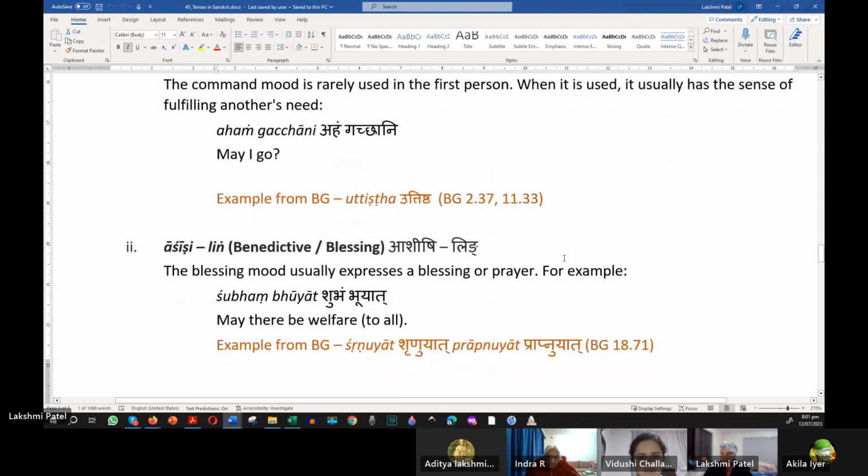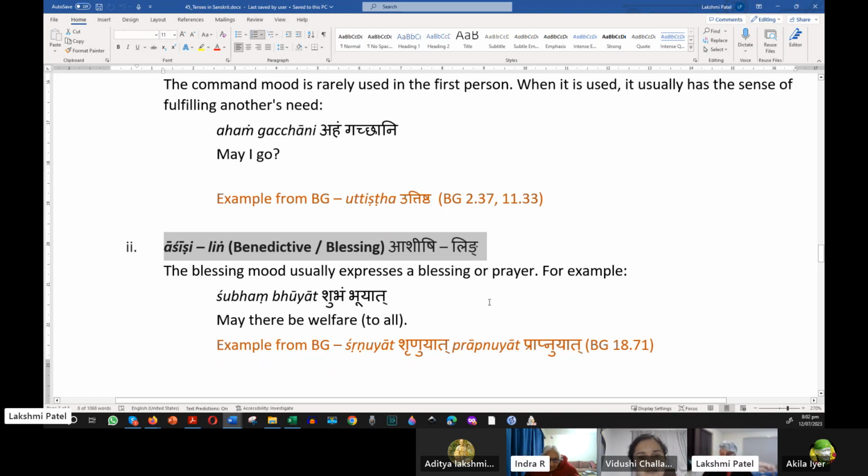Okay. So, like in the Bhagavad Gita, Krishna says, Uttishta Bharata. Uttishta Dhananjaya. Next is called Ling. Ashishi Ling. Ashish means blessing, benediction. So this is expressed by Ashishi Ling. Shubham Bhuyat.